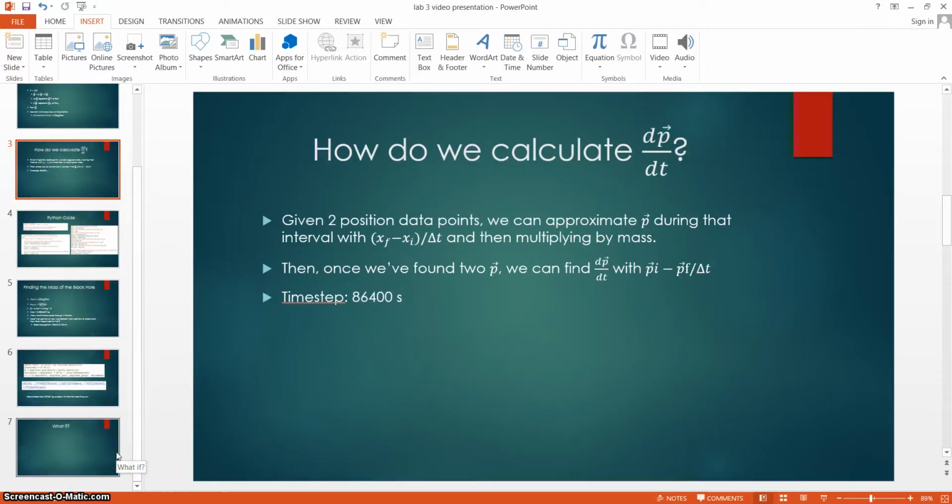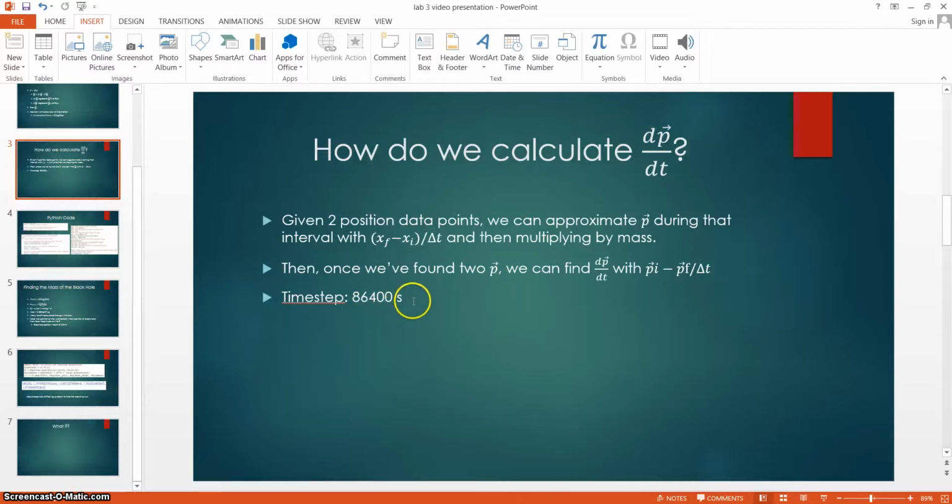How do we calculate dp/dt? Since we cannot compute exact values of dp/dt with what we learned so far, we must use the position data with a certain small enough delta t in order to estimate dp/dt. Since we have data to work with in this lab, we have no control over our time step, and we must use the time in between position data, which is 86,400 seconds, in order to maintain accuracy. We can estimate the momentum between 2 points by finding their difference, dividing by delta t, and multiplying by mass. Then, once we have two momentum points, we can subtract them and divide by the change in time in order to estimate dp/dt in that interval.